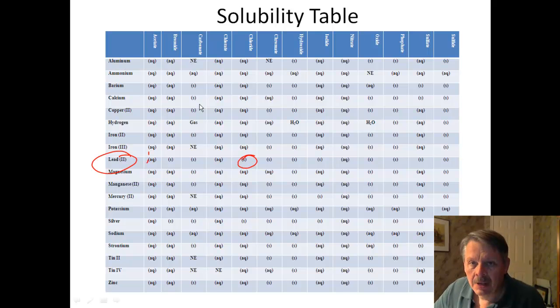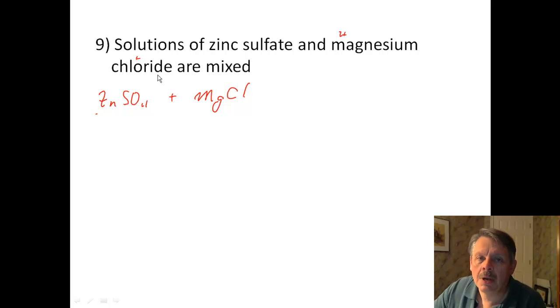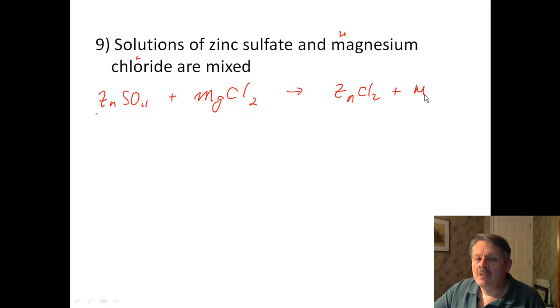All right, how about number 9? We have zinc sulfate, ZnSO4, plus magnesium chloride, MgCl. That happens to be MgCl2 because magnesium has a 2+ charge, and chlorine has a 1- charge. So we have MgCl2. And zinc has +2, sulfate has -2. So now we're going to go and swap them. So we get zinc chloride plus magnesium sulfate.